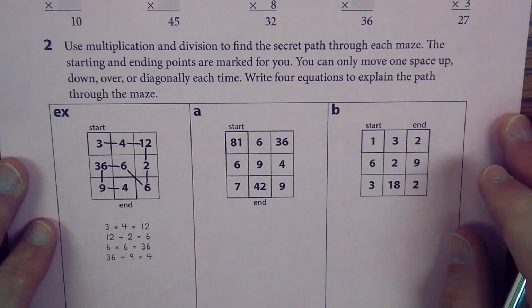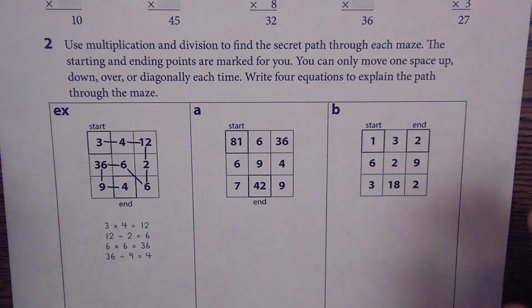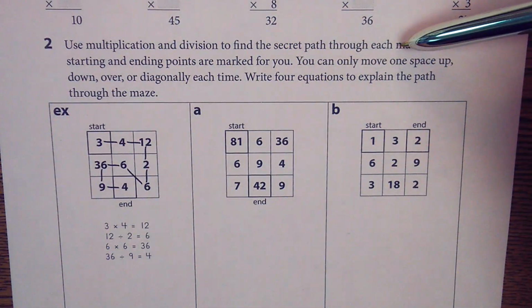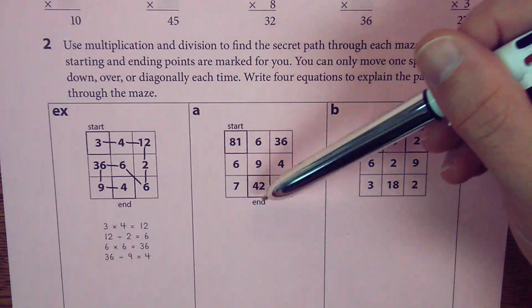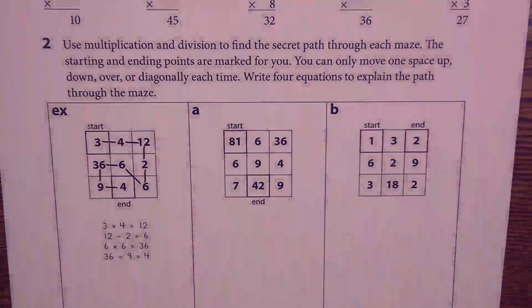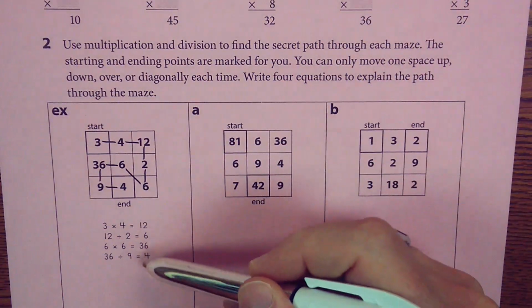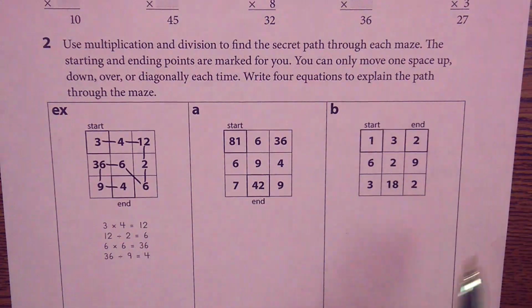Here in number 2, we have some fun puzzles, or at least they're fun to me. It says that there's a secret path. The starting and ending points are marked for you. You can only move one space up, down, over, or diagonally. And then you write the equations to figure out how to get to the end.